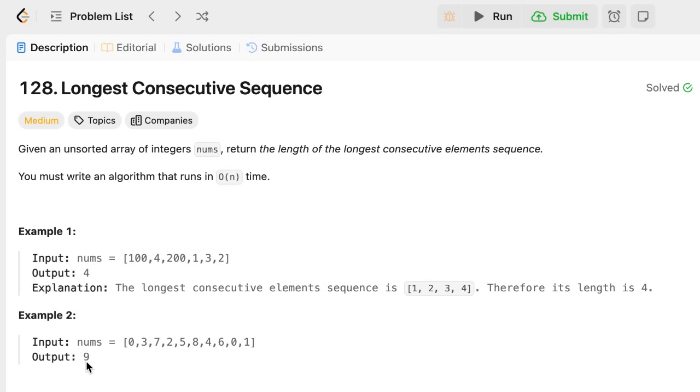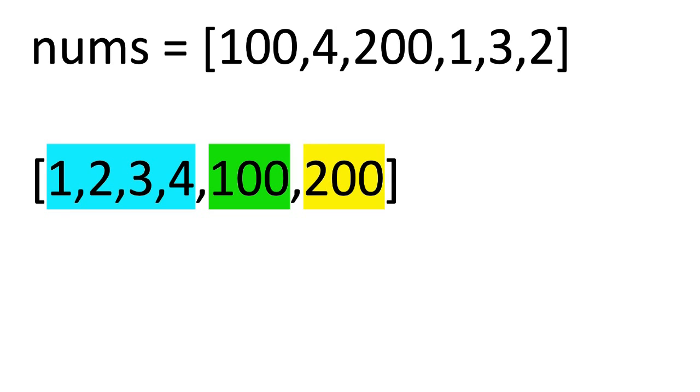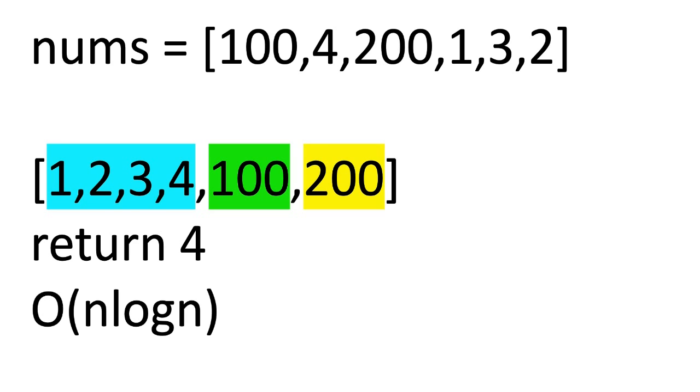Now let's get into the approach. Here is the list that is given in the question. The simple solution is to first remove the duplicates and sort the list. The next step is to find the consecutive numbers. In our example, the longest consecutive sequence is 1, 2, 3, 4, which has length 4. So we are returning 4. This approach is O(n log n) time complexity because we are sorting the list first and then iterating through the list.